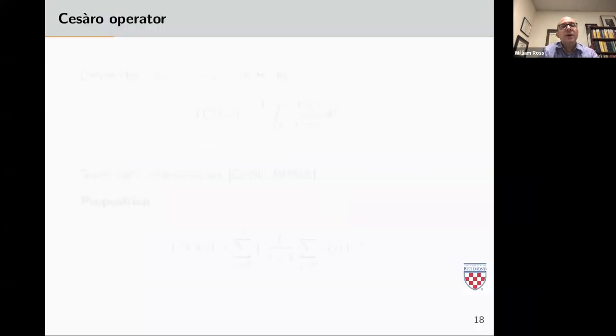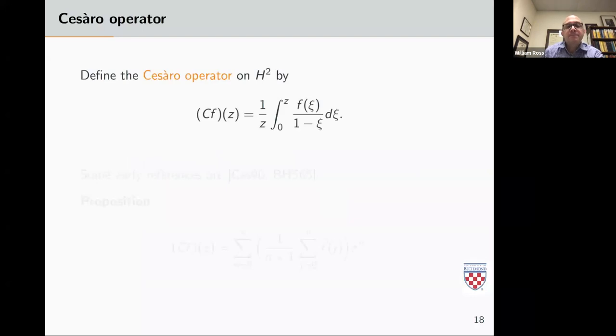So the Cesàro operator is an integral operator on H2, and here's what it is. H2 is the space of square summable power series on the disk. So for an f in H2 and a z inside the disk, certainly this integrand is defined for ζ in the disk. Now I integrate that from 0 to z. This is a perfectly well-defined analytic function that vanishes at 0, and then I divide out by z.